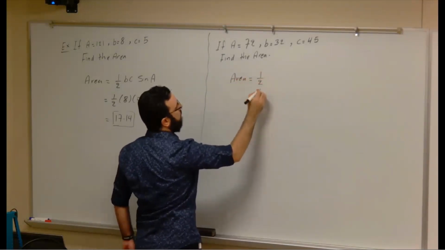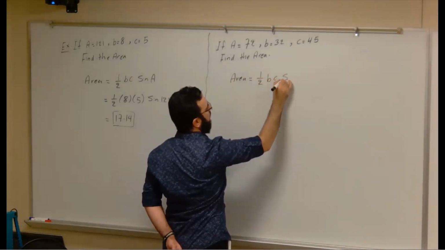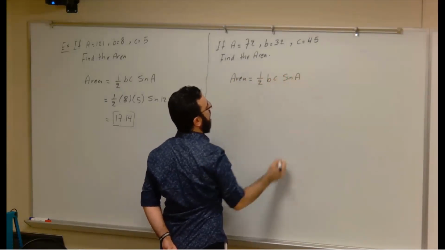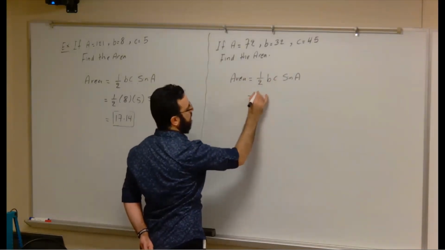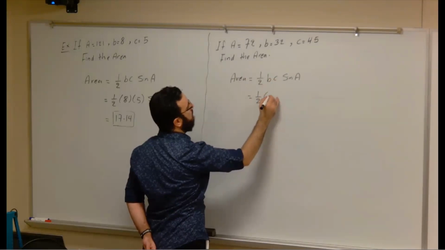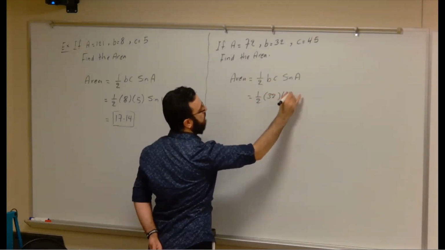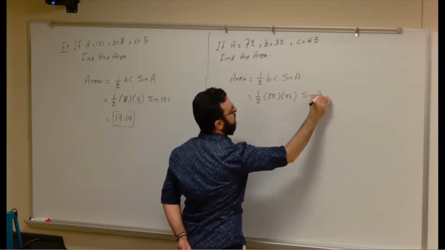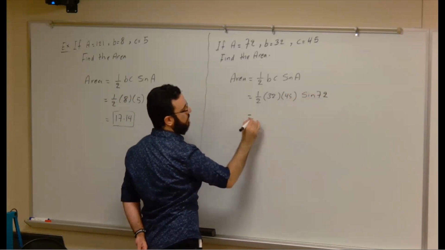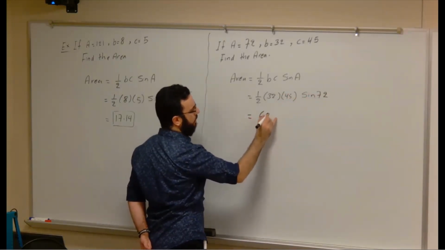What about the second one? Also have B, C, sine B. That's exactly the same thing. B is 32, C is 45, sine 72. So how much is going to be? 684.76.